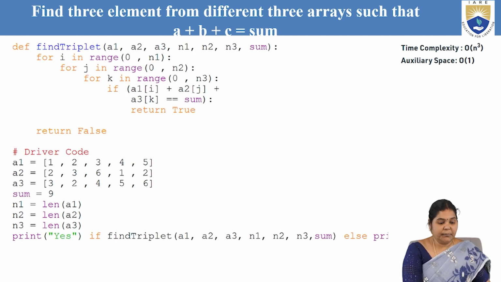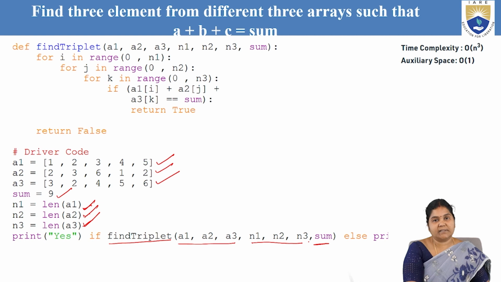Now, the naive approach is very simple. We have taken A1, A2, A3 as the 3 different arrays, and the sum is also given in the question. Now, we have to find the length of the arrays because we are using the naive approach, where you have to iterate through the array. So n1, n2 and n3 are the lengths, and we are writing a function called find triplet. You have to find a triplet A, B, C by passing the arrays, their lengths and the original sum. If you find any triplet equal to the sum, then print yes, otherwise print no.